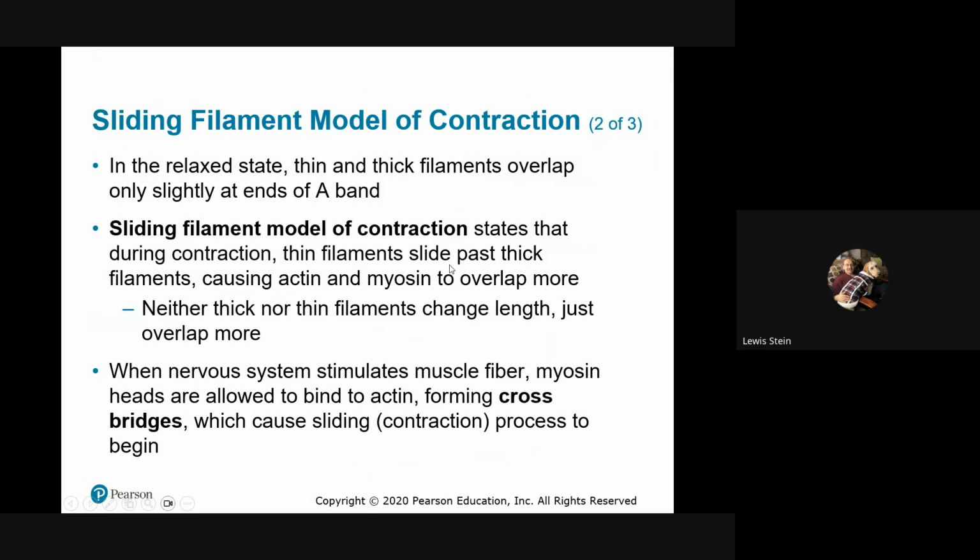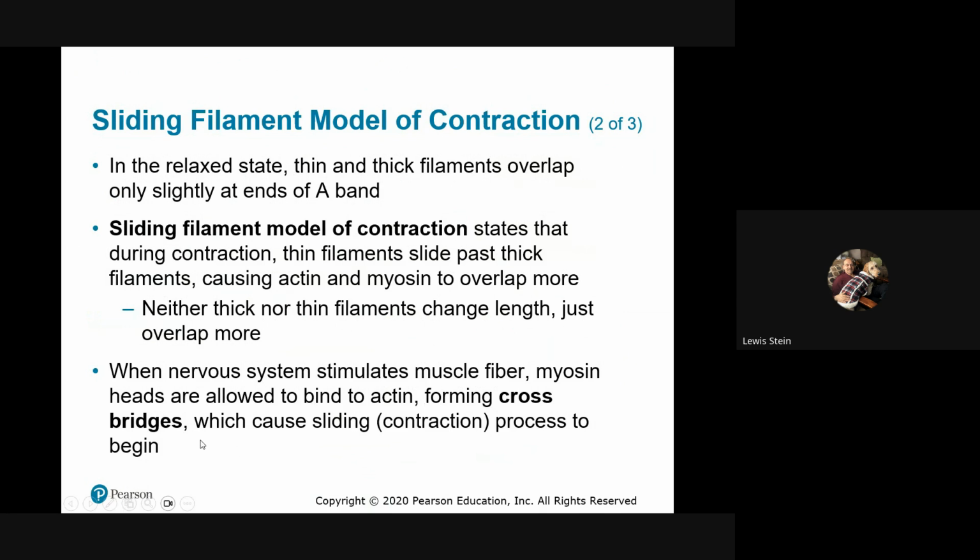You're going to see it here. Graphically, it's very easy. Neither thick nor thin filaments change length. That's the misconception. They're not bending. They're not stretching. They're just sliding over one another. So the nervous system sends a signal basically saying, I need to move this muscle. The myosin heads are allowed to bind to the actin. That's where they release that calcium.